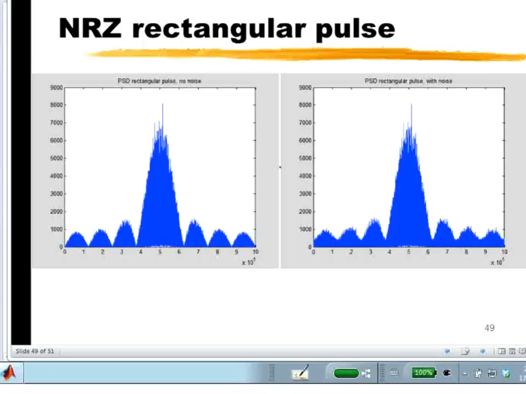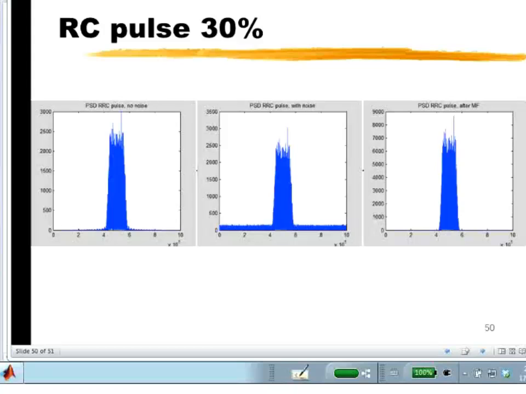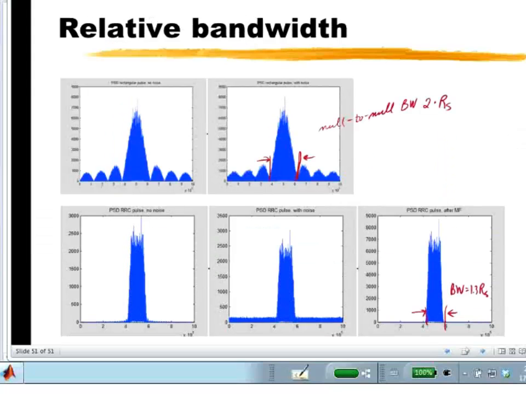This is the spectral density of the pulse, and on the left there's no noise, on the right there is noise. And then if I fix the transmission rate, but instead of using a rectangular pulse, I use instead an RC pulse with a 30% roll-off factor, I can see the new shape here, which is much more spectrally efficient and does a much better job at rejecting noise. You can see the bandwidth is much smaller.